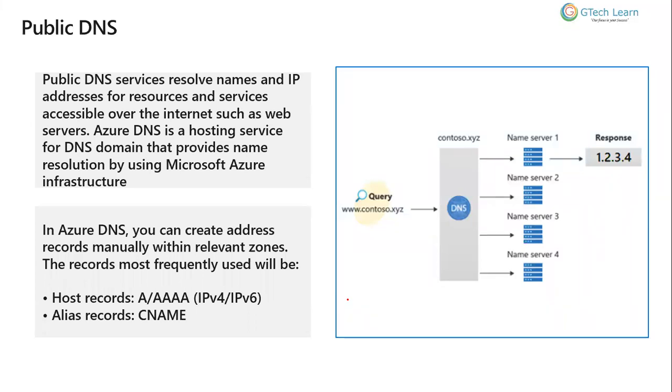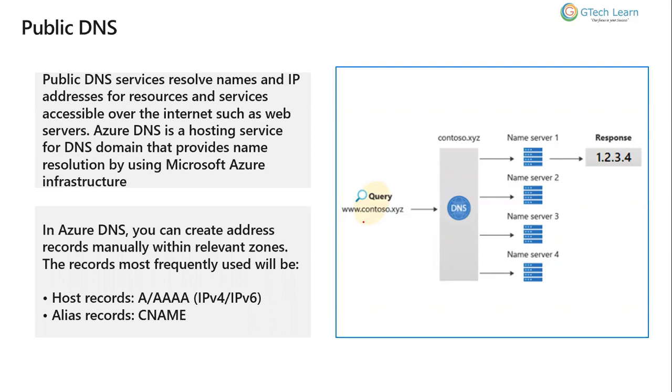If we want to resolve a name into an IP address, we can create an A record to resolve that name into IPv4. If we want to resolve that specific name into IPv6, we can create the AAAA record. If we want to set up an alias, we can create the CNAME or canonical name record. So Azure DNS is a managed service by which we can utilize the Azure infrastructure and provide name resolution.